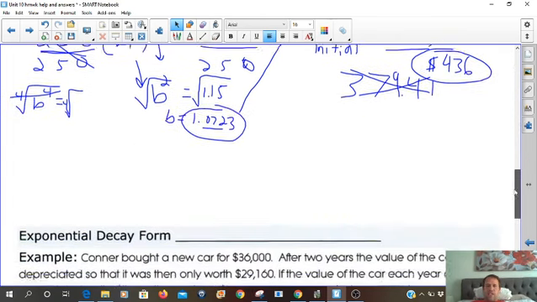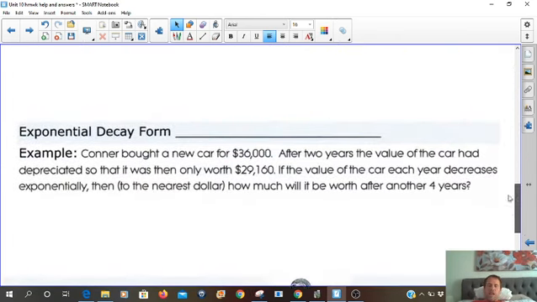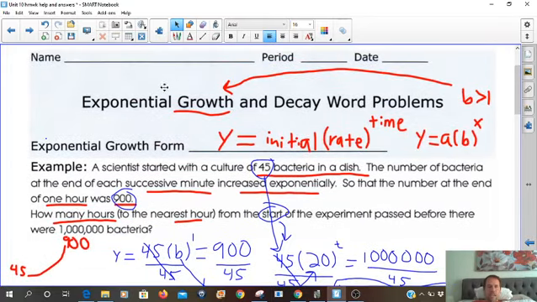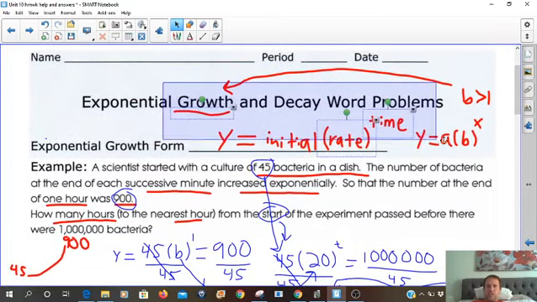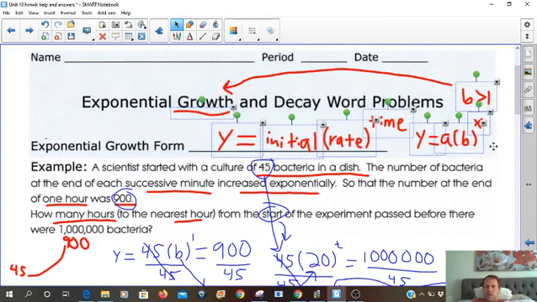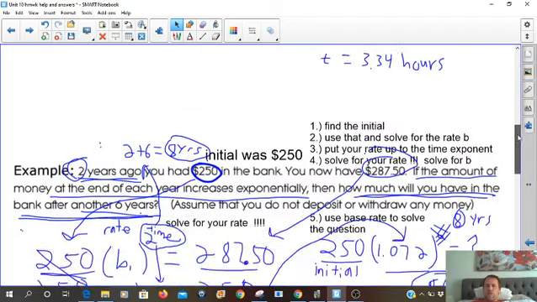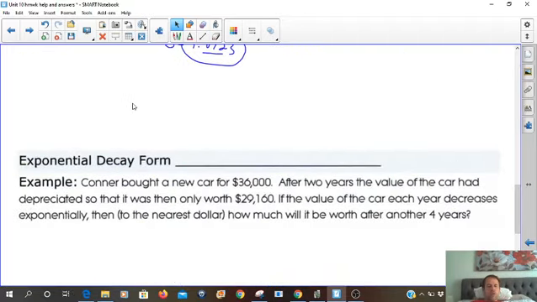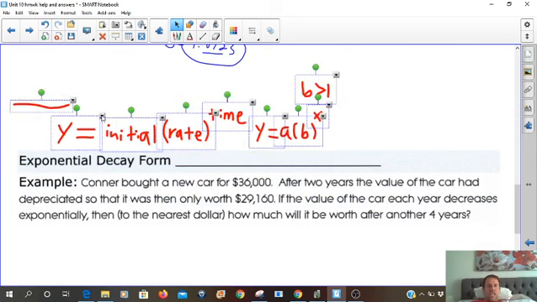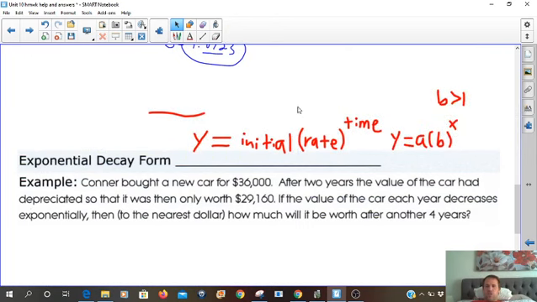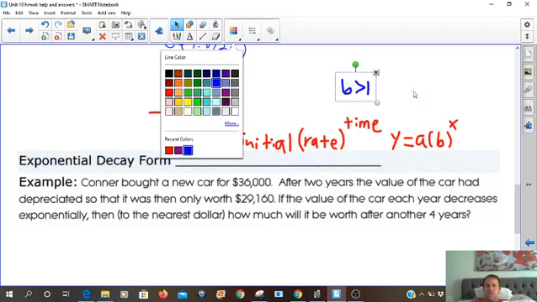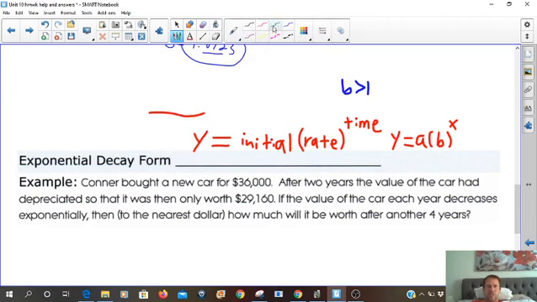Cool. Okay, so last but not least, we're going to look at the decay form. Now the decay form is exactly the same as the exponential. So it's not like you have to memorize too much more with these different forms here. So the only thing that's going to change is just this b value here. This b value is not going to be greater than 1. And so now we'll go ahead and change that. And so the difference is your b value now.